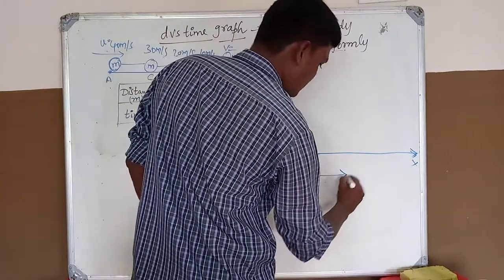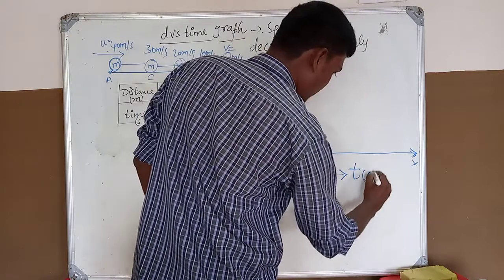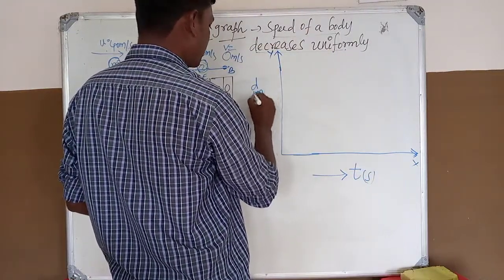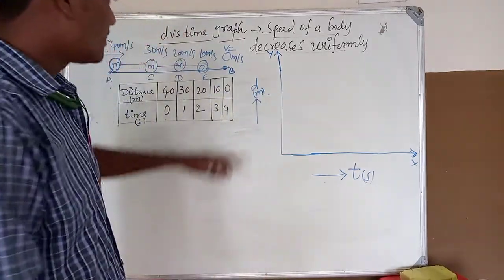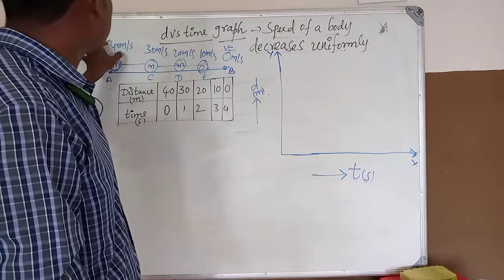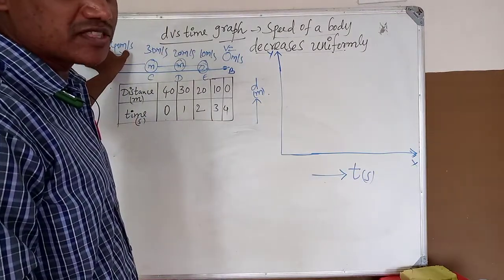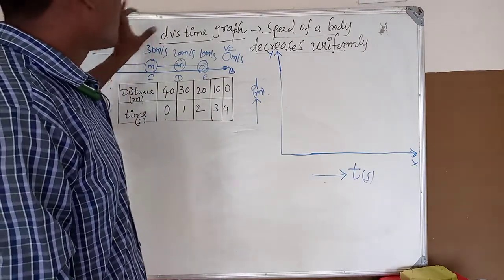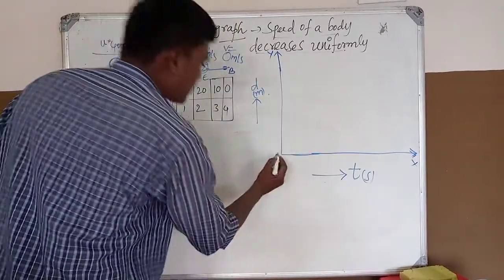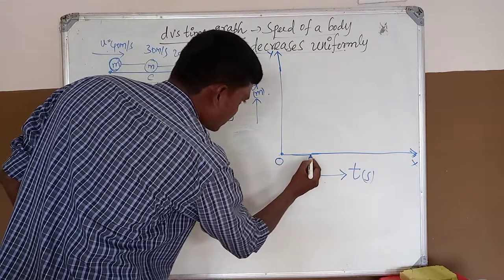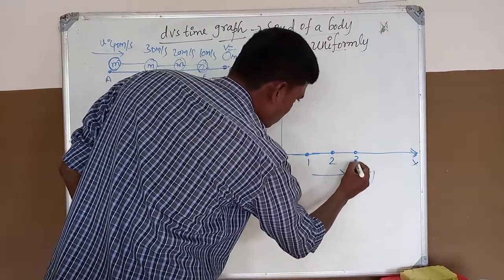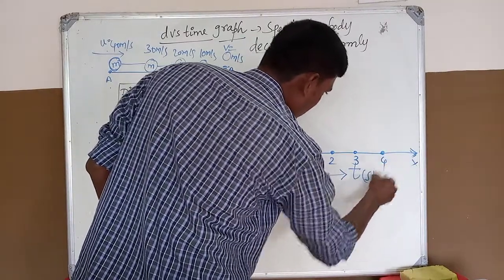On the x-axis we have taken the time values in seconds. On the y-axis we have taken the distance values in meters. Because the slope of the distance versus time graph gives the magnitude of the speed, that's why here you can consider the distance versus time graph. Starting from 0, you can consider 1, 2, 3, 4.